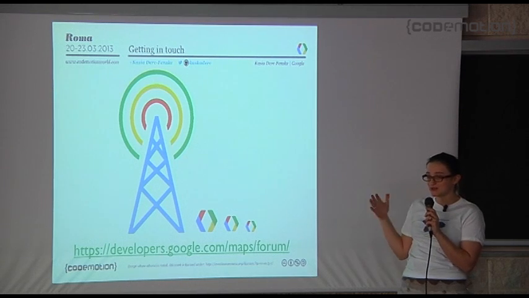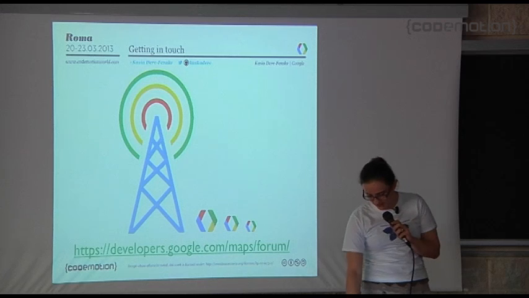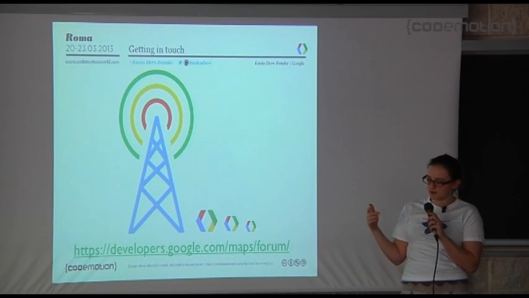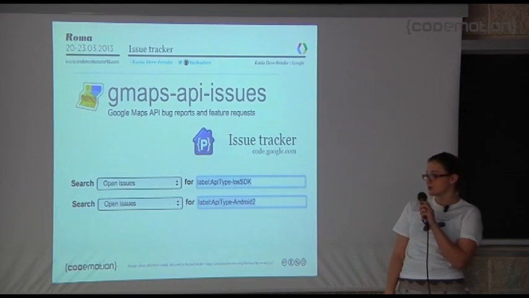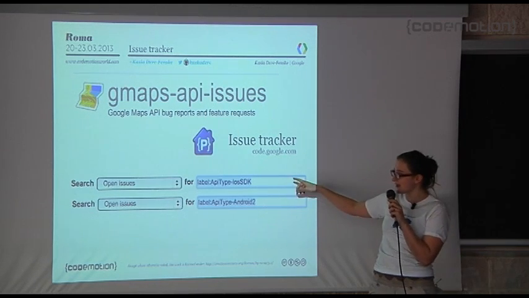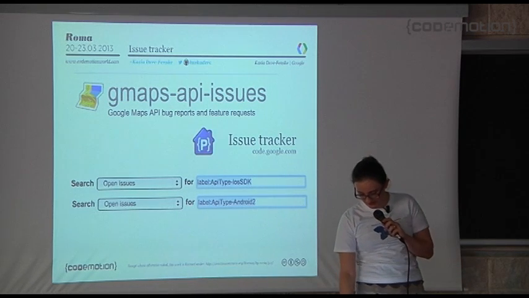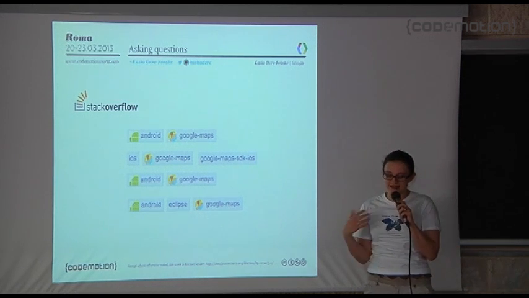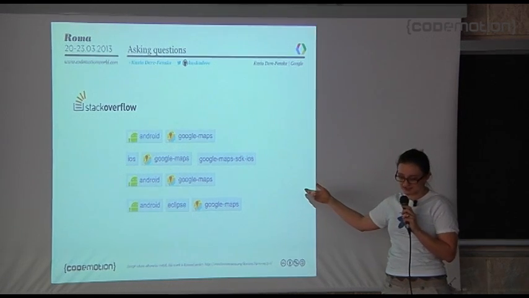So how do you stay in touch, and how do you keep updated about what's happening in Google Maps? The list of channels is available at developers.google.com/maps/forum. And our issue tracker is code.google.com gmaps API issues. And these are the tags for iOS and Android. The slide will be put up, so you can take it from there. In terms of asking questions and getting answers, we use Stack Overflow.